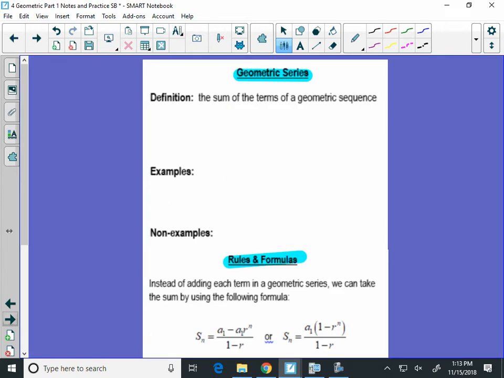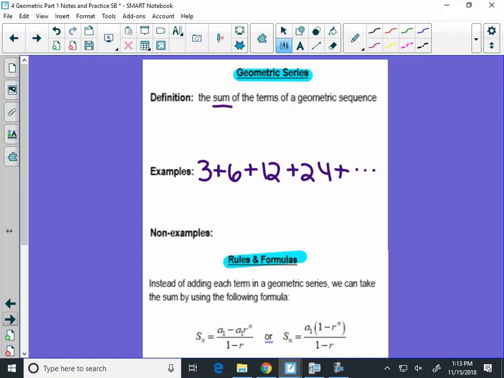So we have sequences, which is just a list of numbers. When I have a series, that's the sum, or adding up all of the numbers in the pattern. So for example, that'd be taking 3 plus 6 plus 12 plus 24 and adding all of those up. A non-example would be just listing out terms. So you add up the terms of a geometric sequence.